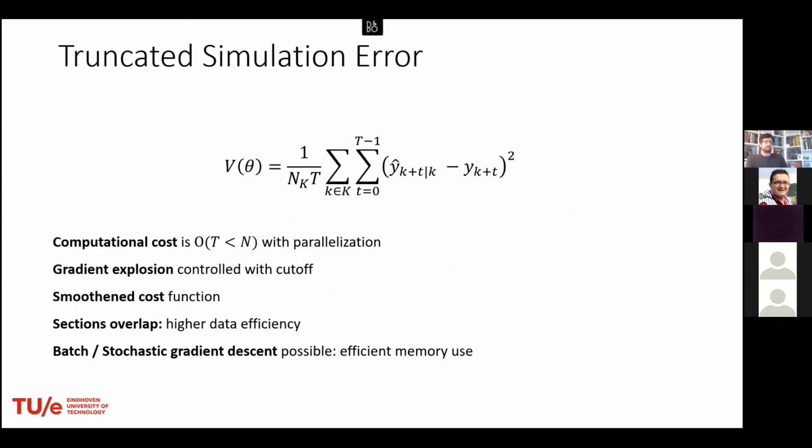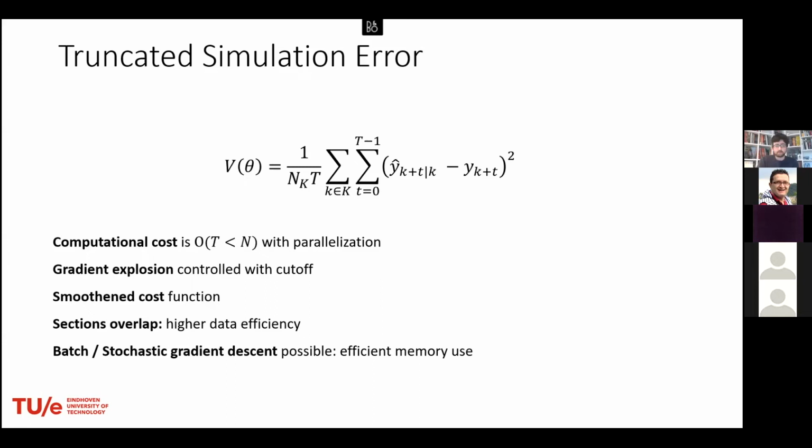So if we look at this truncated simulation error, what do we see? Well, the computational cost can be lower, because now we have a sum over the different sections or the different windows of simulation length t. And each of these sections are independent from each other when we simulate. So we can simulate them in parallel, which means that the computational load possibly drops to order of t instead of order of n, if you can make full use of parallelization.